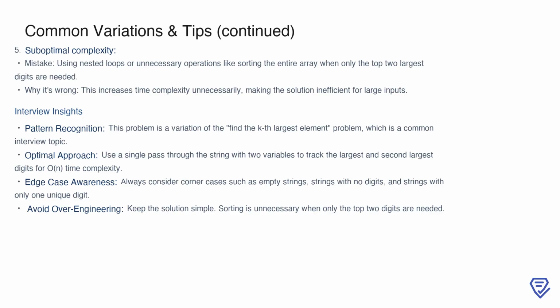This problem is also a great example of a pattern you may encounter in interviews, finding the kth largest element. It's a classic topic, and recognizing this pattern can help you identify optimal solutions quickly. Be sure to consider edge cases, like strings with no digits or strings with only 1 unique digit. Lastly, avoid overcomplicating your solution. Sorting the digits, for instance, is unnecessary when only the top 2 are required. Simplicity often leads to better performance and fewer bugs.